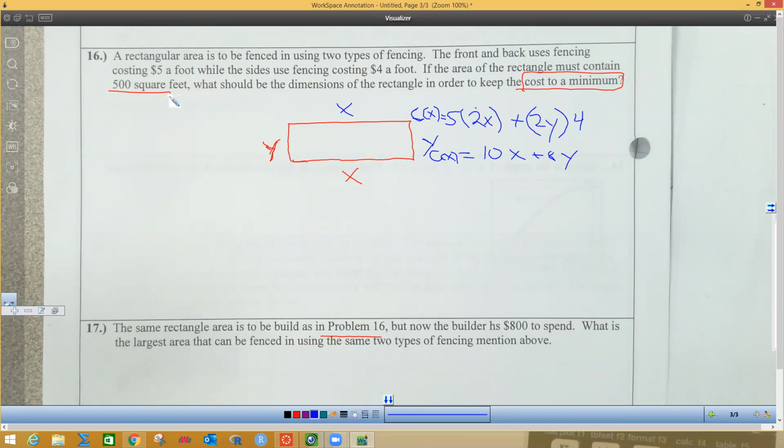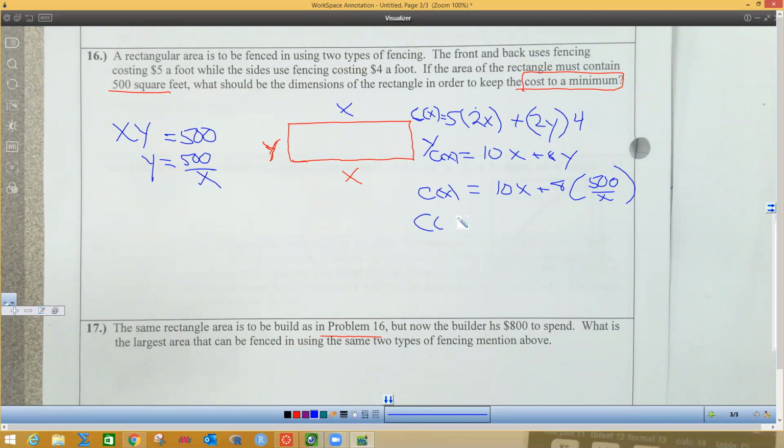Now, the other thing we know is we want 500 square feet of area. So the secondary formula is the area is length times width, and we want that to be exactly 500. So this is the secondary function. We want to solve this for a variable and stick it into this so we only have one variable. So we're going to get 10x plus 8 times 500 over x. Again, this is the cost function.